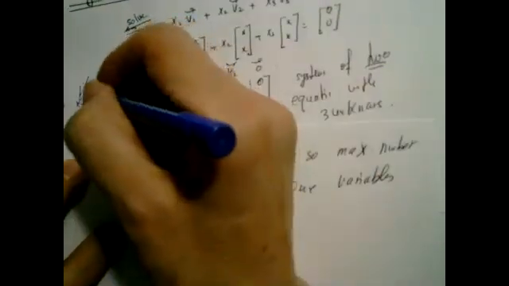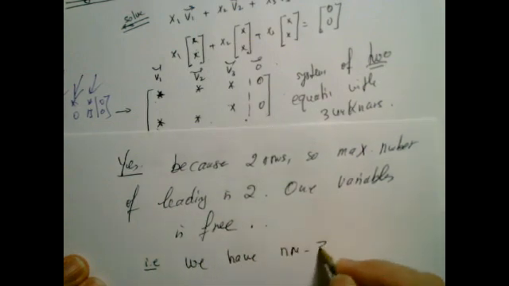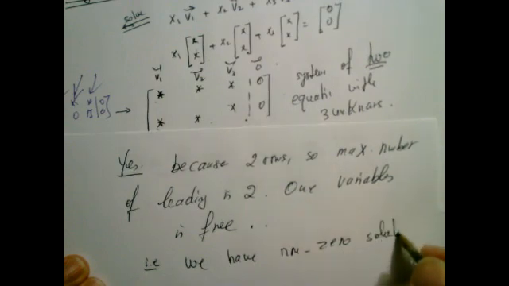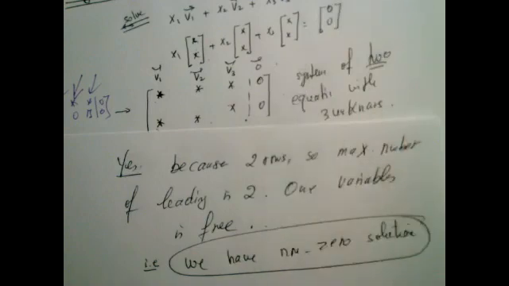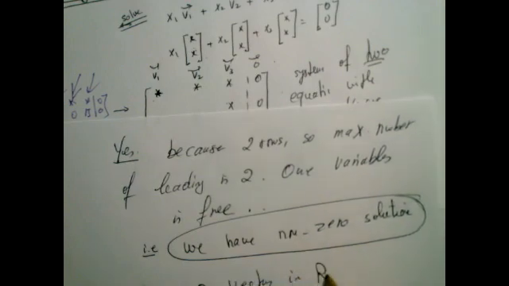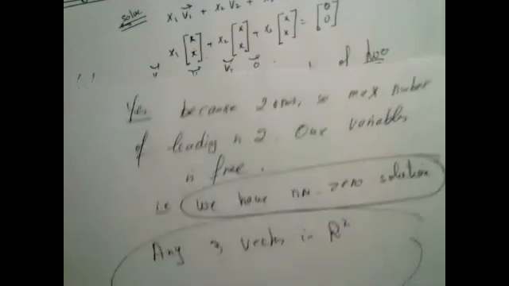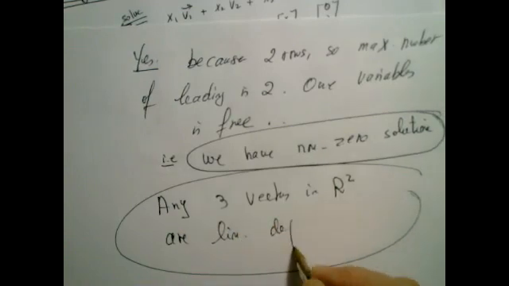It could be x2, it could be x3, and it could be x1. So one of the variables is free. It means we have a non-zero solution. So any 3 vectors in R2, whenever I throw any 3 vectors in R2, are linearly dependent.